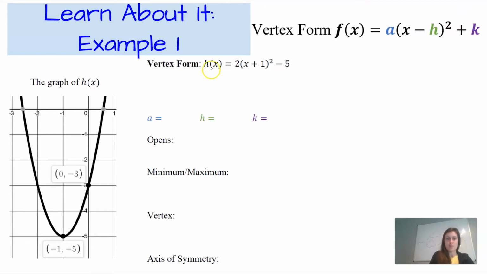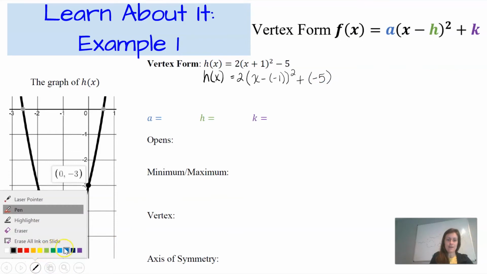So to do that, I'm going to begin by rewriting h of x. So I can keep the 2, and that's what my a value is, and we'll note that down here in a second. But instead of writing x plus 1, I'm going to write x minus negative 1. And that helps me to illuminate the fact that now I can tell what h is, and h is equal to negative 1. And I'm going to write, instead of minus 5, plus negative 5, or plus the opposite of 5. So now I can identify my values.